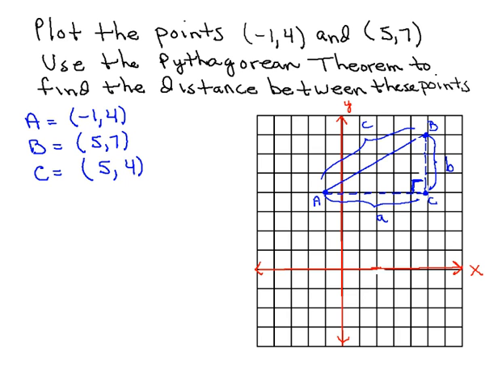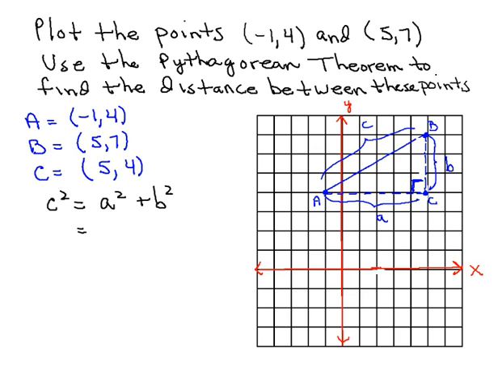Now I've labeled the side AC as little a, and CB as little b, and the hypotenuse then as little c. So we then have that c squared is equal to a squared plus b squared, which is the Pythagorean theorem.